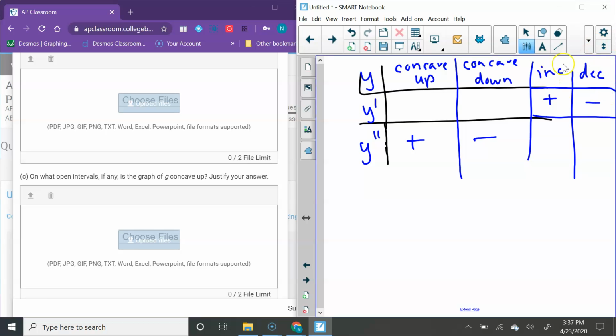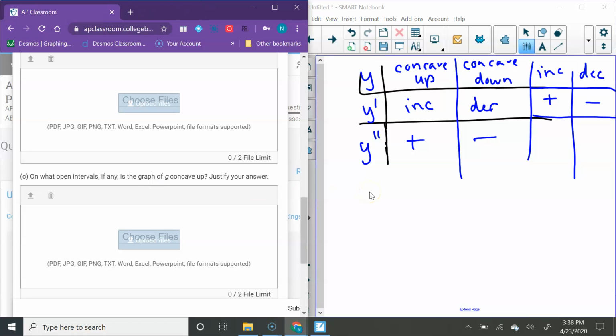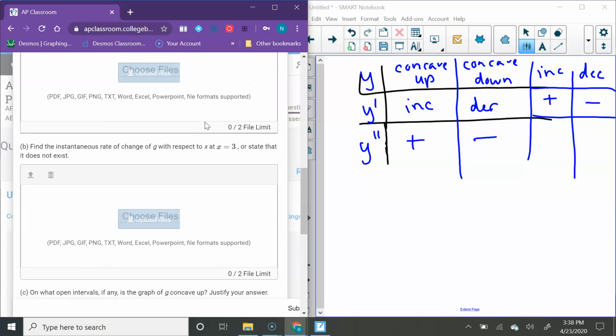Now, that's not necessary for this problem, but if I know I have a positive second derivative, that tells me that the first derivative would be increasing. And if I know that the second derivative is negative, that tells me that the first derivative is decreasing. So if the first derivative is increasing, then the function is concave up. If the first derivative is decreasing, the function is concave down. You do not have to write all that out. I'm just trying to explain it for those of you who might have forgotten that.